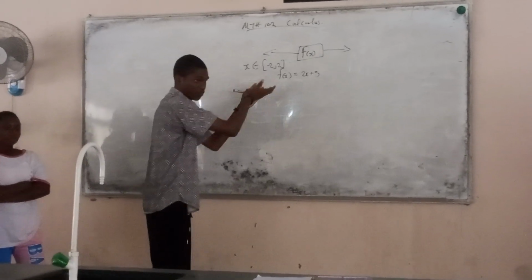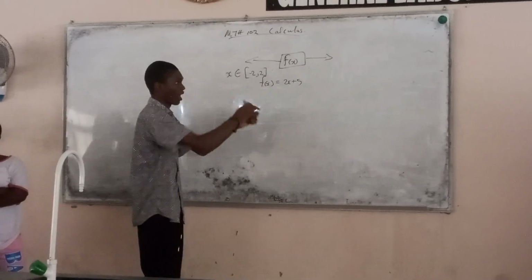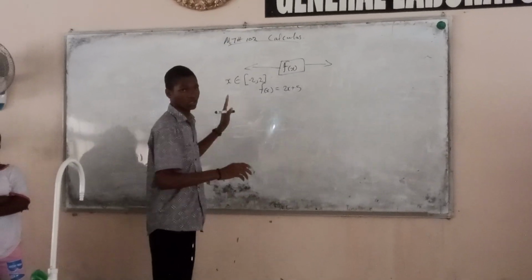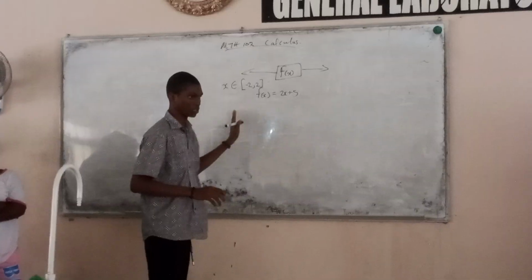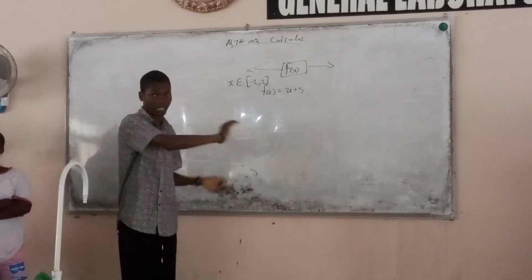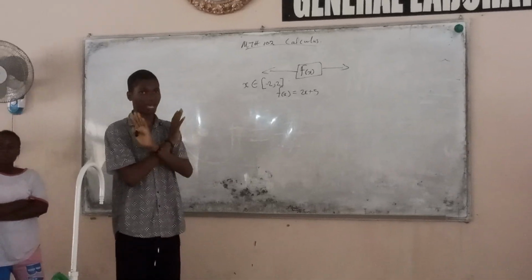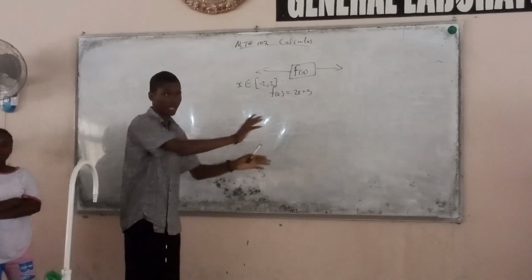Once it collects these values, it works on them. Each of them will have a separate outcome. Minus 2 has its own outcome. Minus 1 has its own outcome. 0 has its own outcome. And just like that until we get to this 2. And once it's there, that particular function has ended.